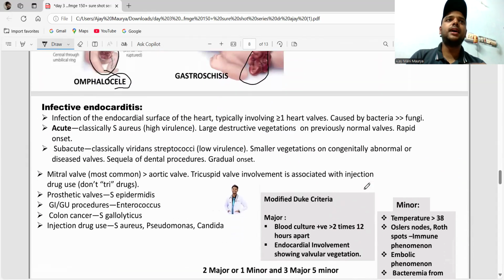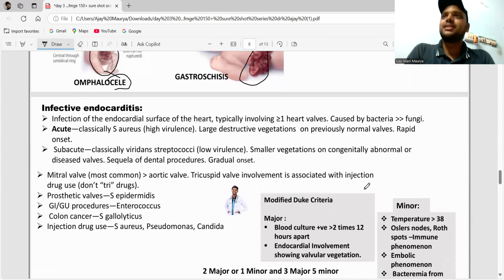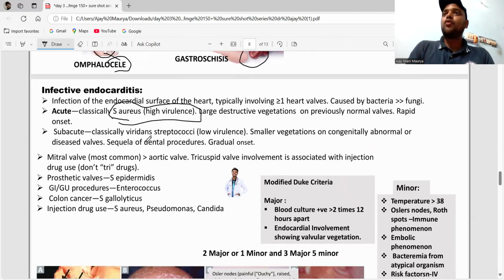Remember this one, guys. This is infective endocarditis. Just follow me on how they are going to ask the questions. First of all, they will ask what is the most common bacteria. It is Staph aureus. Remember. What is the most common valve? Mitral valve. The tricuspid valve is associated with injection. Now see.